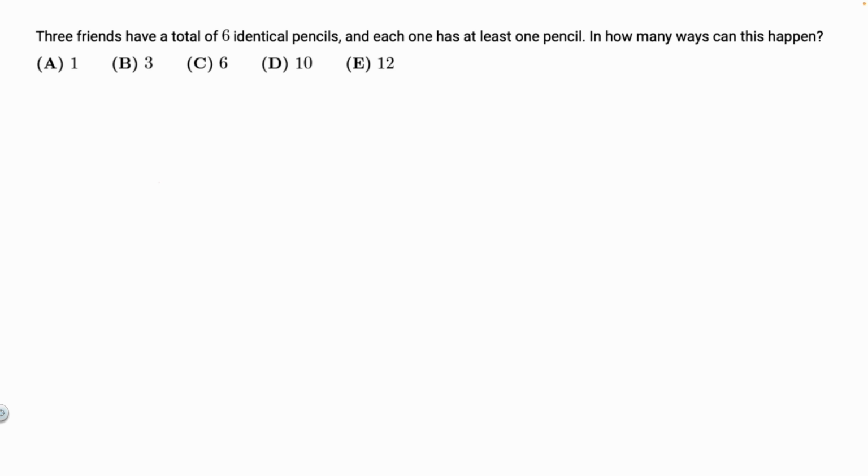So for the first method, we name the friends: friend 1, A, friend 2, B, friend 3, C. It says there are 6 identical pencils and each one has to have at least one pencil. So we're going to start by giving each friend one pencil. So one pencil we can draw like that. And then after we distributed 3 out of 6 pencils, we have 3 pencils left. So the remaining can be distributed.